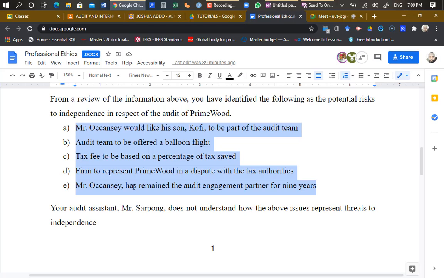And that is a threat. It's intimidation, a threat, if the client takes that kind of position, that the auditors will be paid based on the tax savings they achieve.